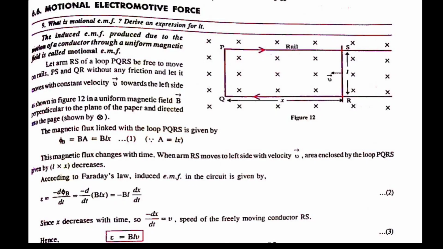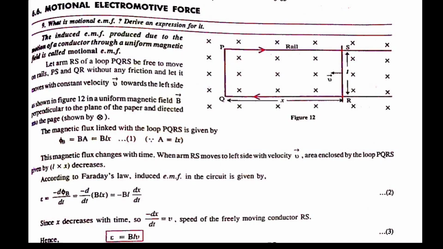The magnetic flux we know, and we write down its formula as equation number 1. Here the area can be changed by putting the value Lx, using the concept area equals length into breadth. This equation number 1 changes with time, that is, when arm RS moves to the left side with velocity V, the area enclosed by the loop goes on decreasing. Then we can use Faraday's law to calculate the induced EMF, and a negative sign is produced, or we can say there is a negative sign in equation number 2.